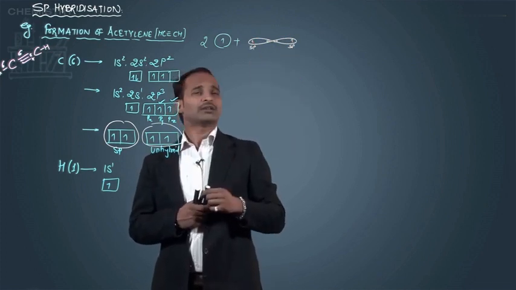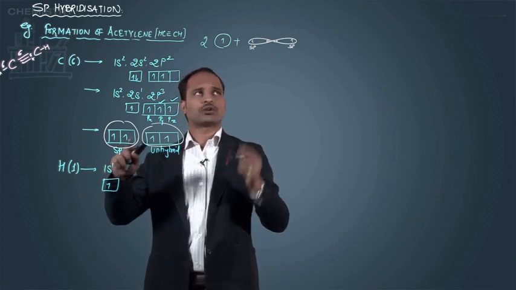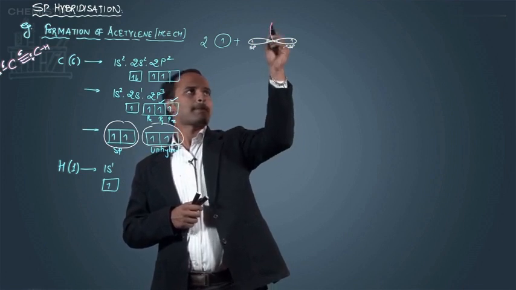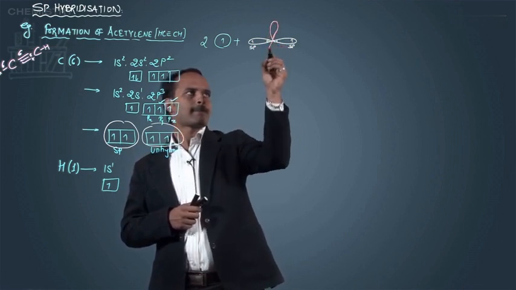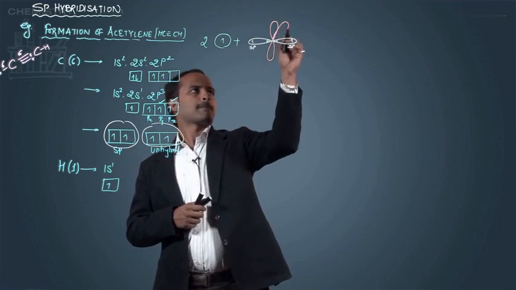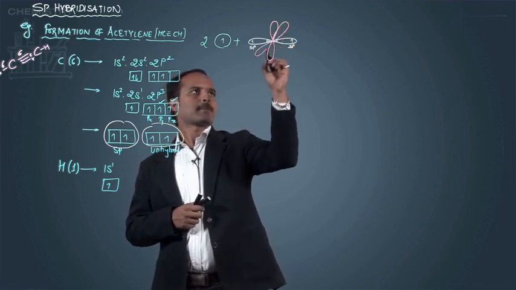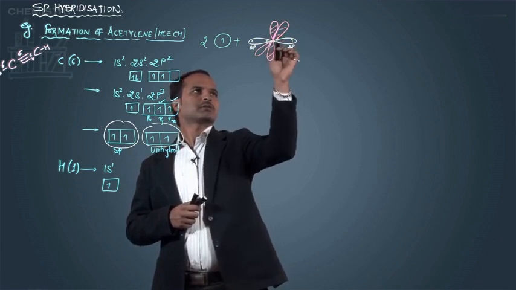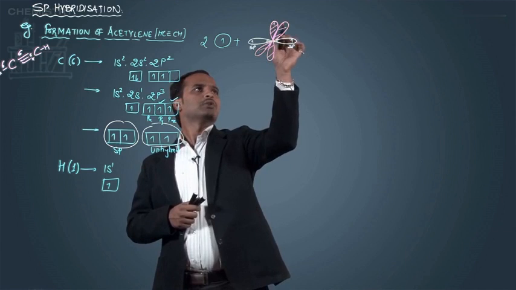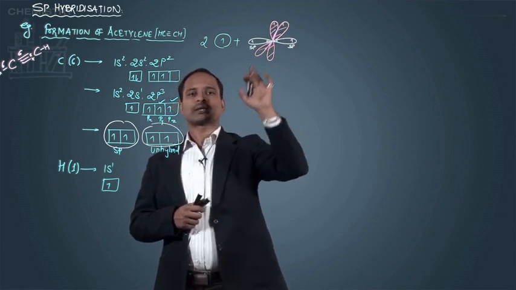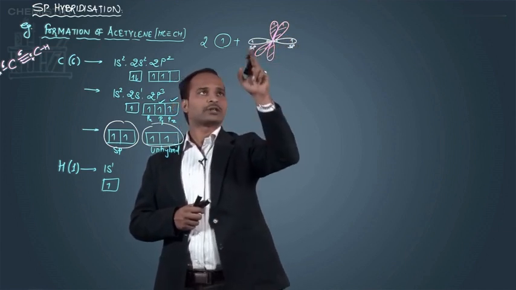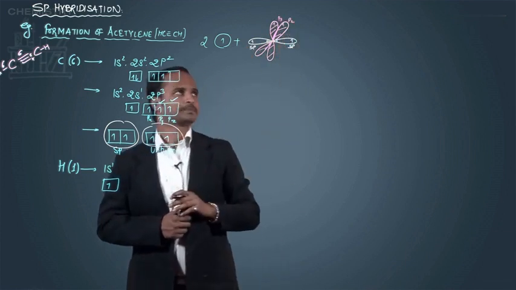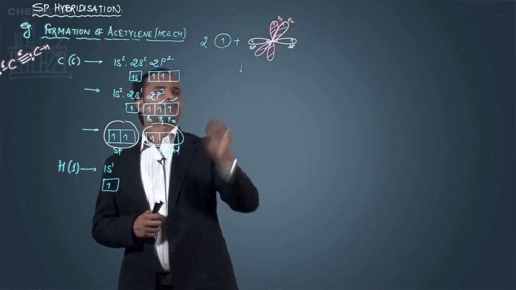Then this is carbon, with only 2 orbitals left. These 2 are unhybridized. Don't consider them as p orbitals. They look like p orbitals, but the concepts are totally different. These 2 are sp, and these 2 are py and pz, the unhybridized orbitals. Okay, now they will overlap.